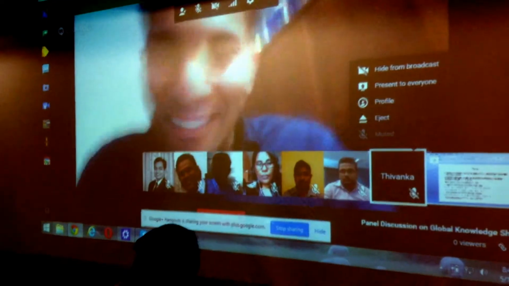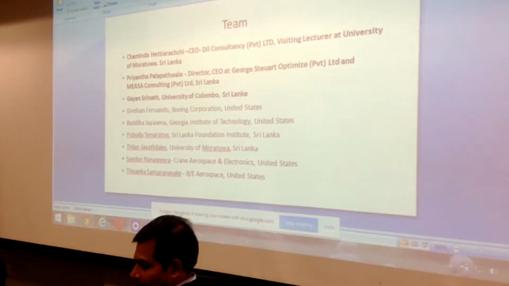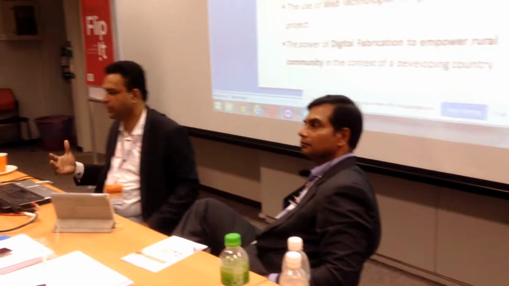Okay, so we have Thilan from Sri Lanka. So the purpose of this session, the panel, is to discuss the planning and implementation of a fabrication lab or FabLab in Sri Lanka.